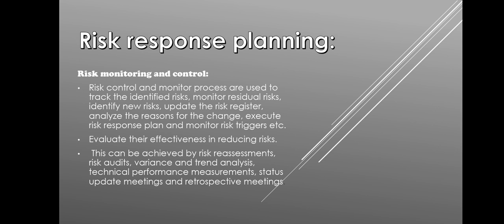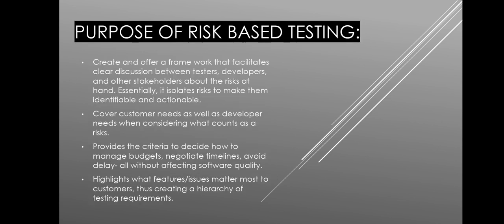Risk monitoring control. Risk monitoring control processes are used to track the identified risk, monitor residual risk, identify new risk, update the risk register, etc. Evaluating their effectiveness in reducing risk. This can be achieved by risk assessment, risk audits, variance and trend analysis, technical performance measurements, etc.